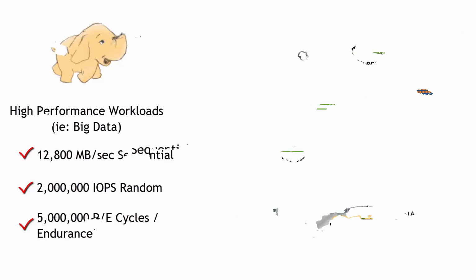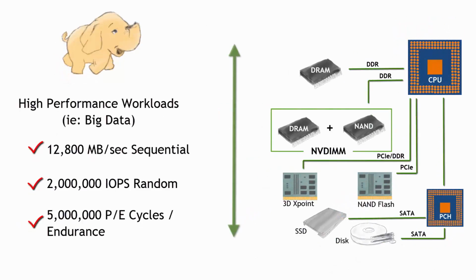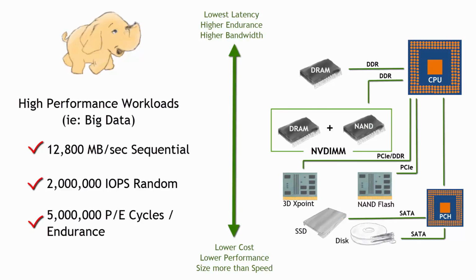So let's erase this here and draw up a summary of the highs and the lows. Let's put an arrow in here: low latency, high endurance, higher bandwidth. You want to go with everything to the top of this picture, right? So the highest performance you're going to get is pure DRAM, but you're not going to get the protection that you need. And that's where NVDIMM really comes in.